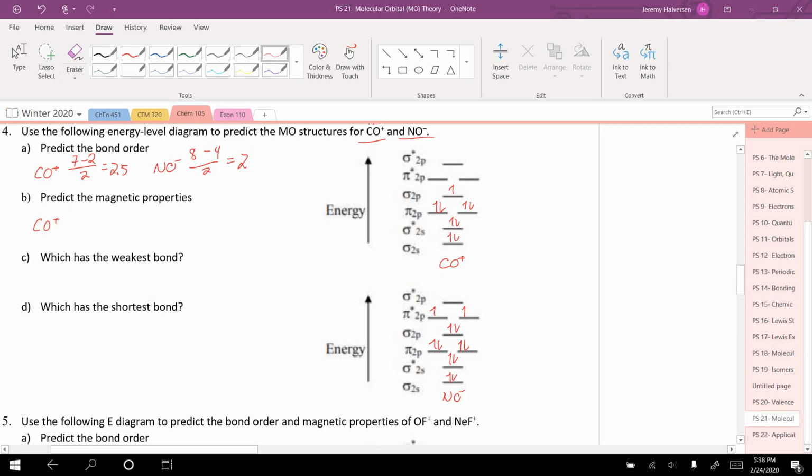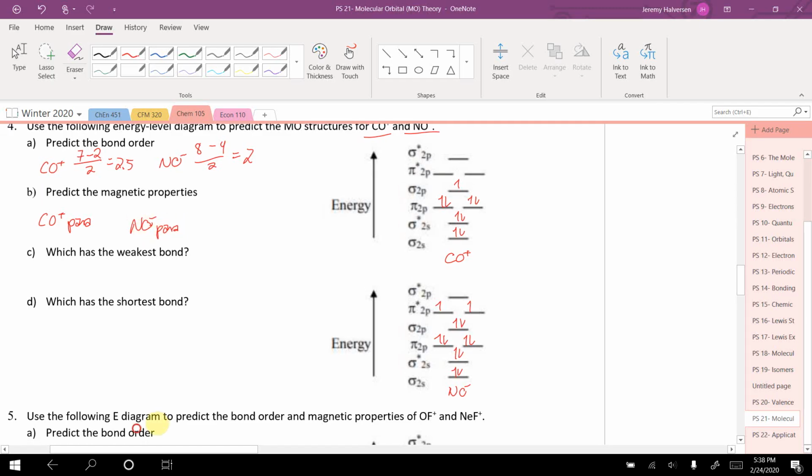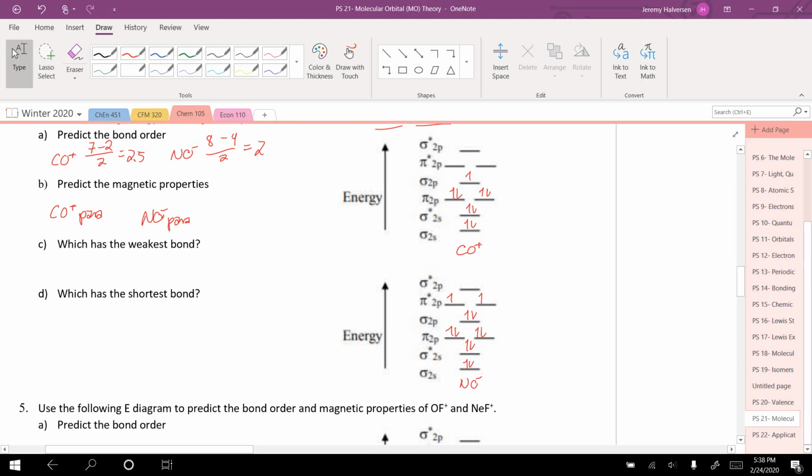Magnetic: CO+ is going to be para. NO- is also going to be para. They both have lone electrons. Which has the weakest bond? All right, so this goes back to our definitions of bond order, right? Higher bond order means higher bond strength, which means lower bond length. So the weakest bond, NO-, has the lower bond order, so it's weakest, and CO+ has the higher bond order, so it's shorter.